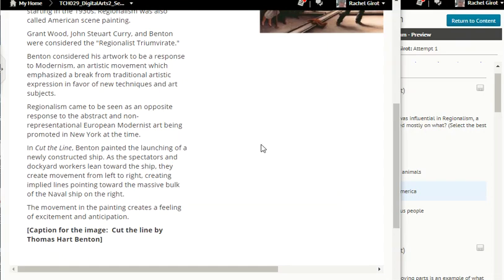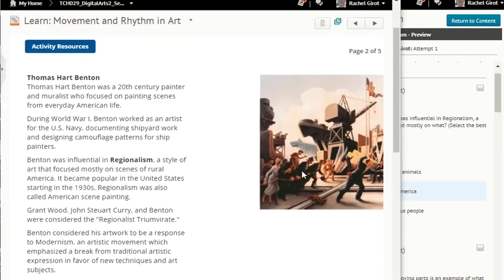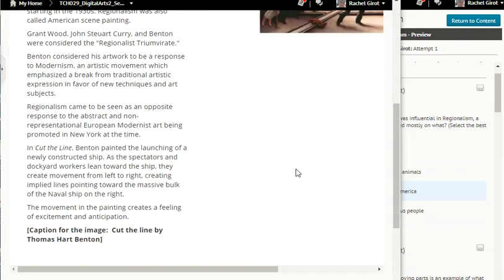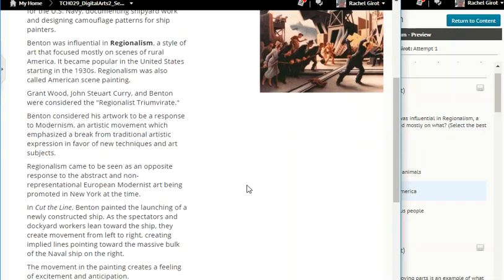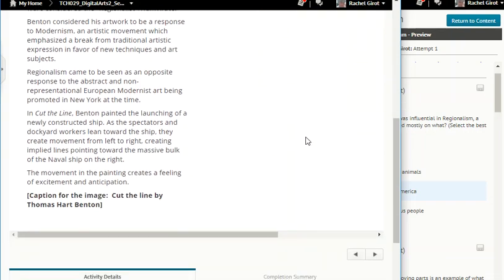In Cut the Line, Benton painted the launching of a newly constructed ship. That's what we're seeing there. As the spectators and dockyard workers lean toward the ship, they create movement from left to right, creating implied lines pointing toward the massive bulk of the naval ship on the right. Can you see that there? There's actually a physical line right there and a physical line right here, an actual line. But we do have a lot of implied lines moving from left to right. Good job. The movement in the painting creates a feeling of excitement and anticipation.